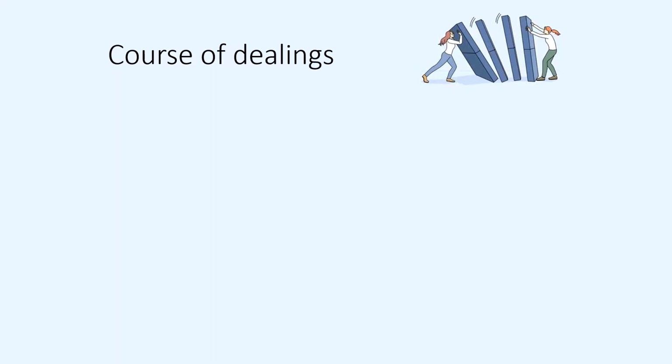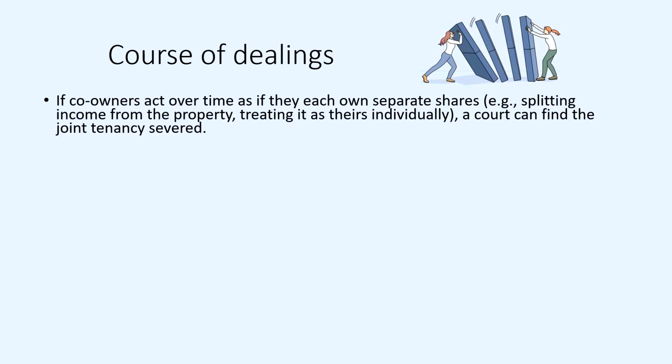Then we have course of dealings. To some extent this is self-explanatory, as it works on a lengthy course of conduct really. So if the co-owners act over time, repeatedly, consistently, as if they actually own separate shares, then the court can basically confirm this course of conduct.